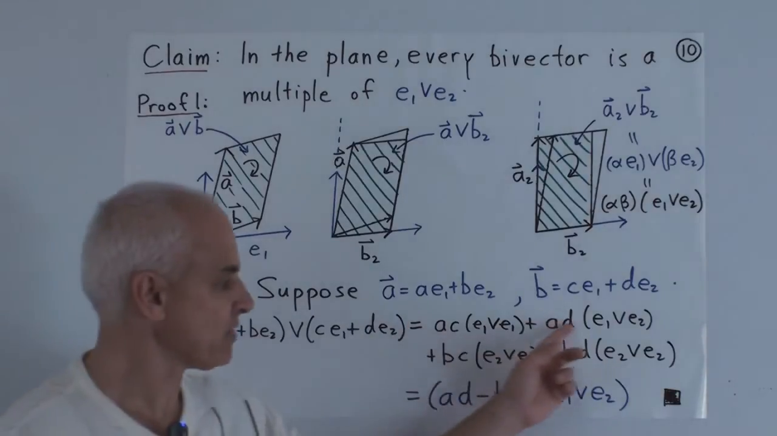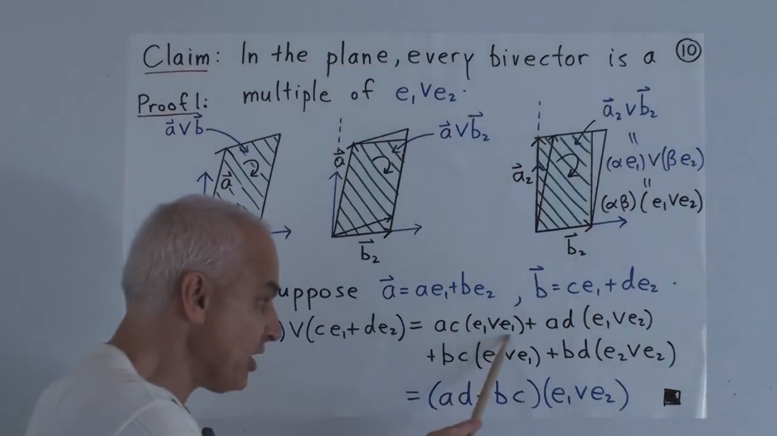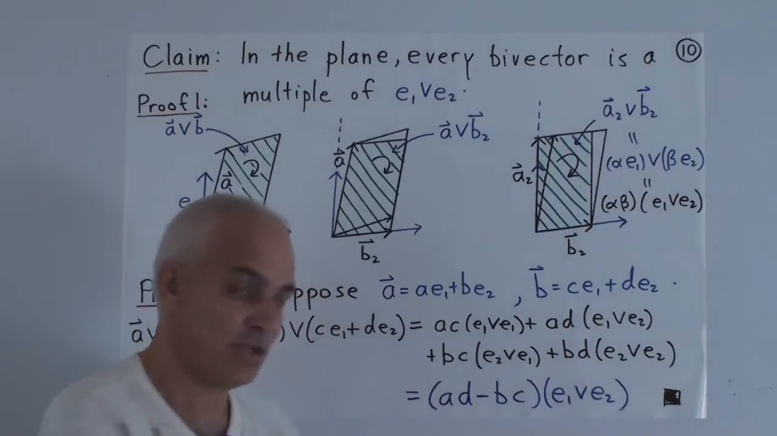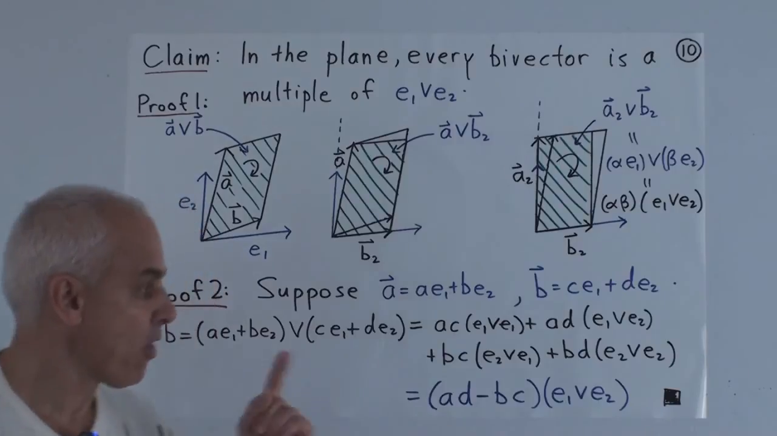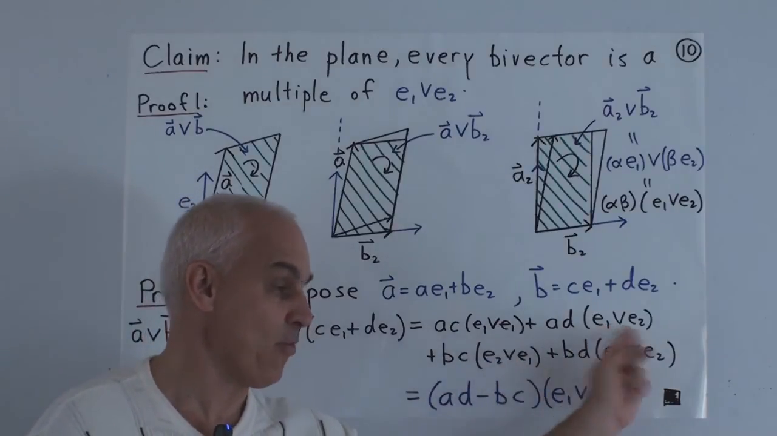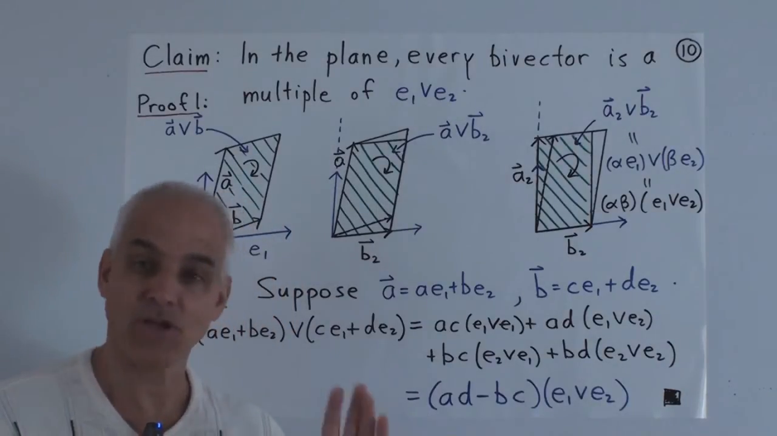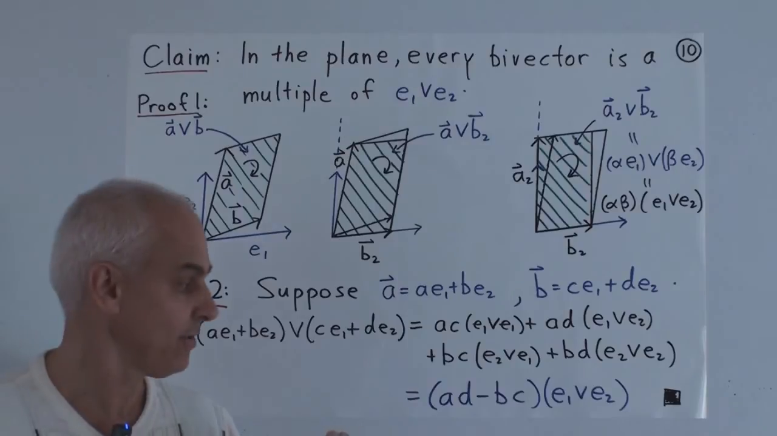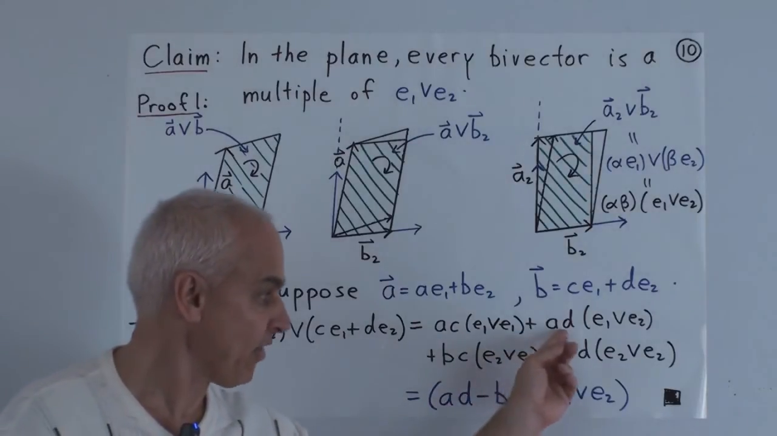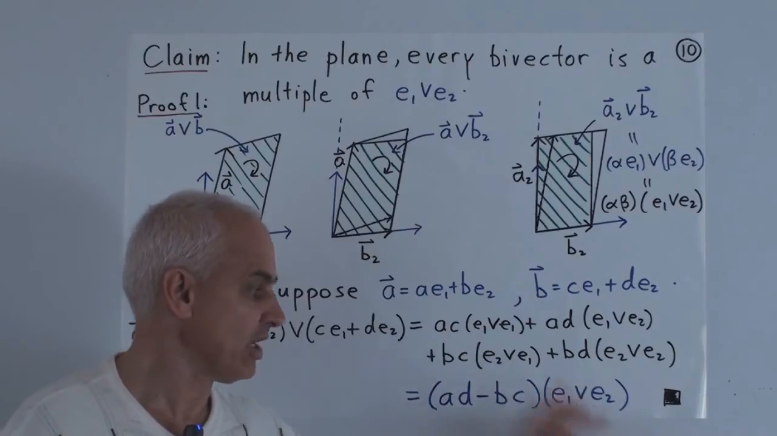Now when we look at these four expressions, we see that two of them are 0. The E1 wedge E1 is 0. The E2 wedge E2 is 0. But moreover, the E2 wedge E1 is negative E1 wedge E2. We change the orientation, we change the sign of the bivector. So this becomes (AD minus BC) times E1 wedge E2.